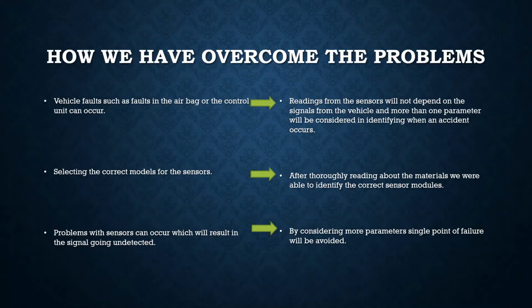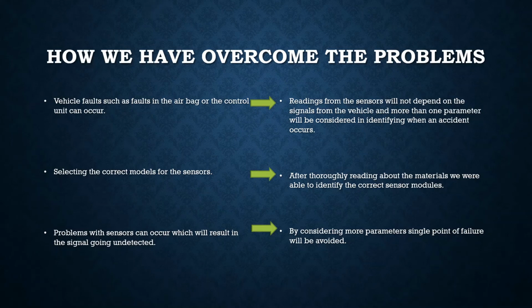How we have overcome the problems are as follows. The first problem was when vehicle faults such as faults in the airbag or the control unit occur. Since readings from the sensors will not depend on the signals from the vehicle and more than one parameter will be considered in identifying when an accident occurs, this problem will be avoided.